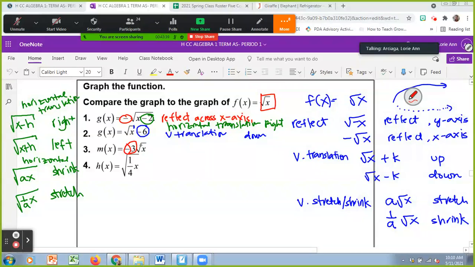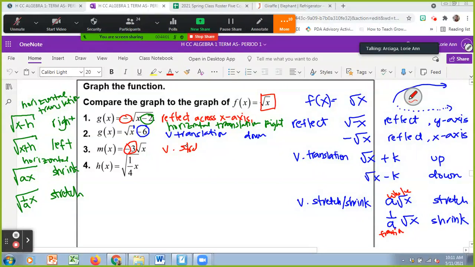V. Very good. Okay, so if it's V, I'm going to look on the blue side. Is it vertical? Is it shrink or stretch? This is your whole number. This is a fraction. It's a stretch. Very good.